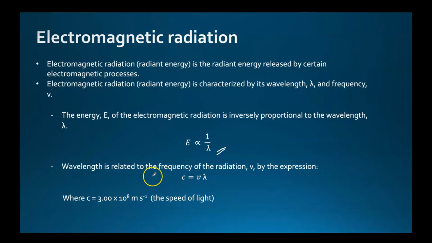The wavelength is related to the frequency of the radiation by the expression c = λν, where c is equal to the speed of light. In IB chemistry, this equation is more useful than the other one. And also, I strongly suggest you remember this relationship.